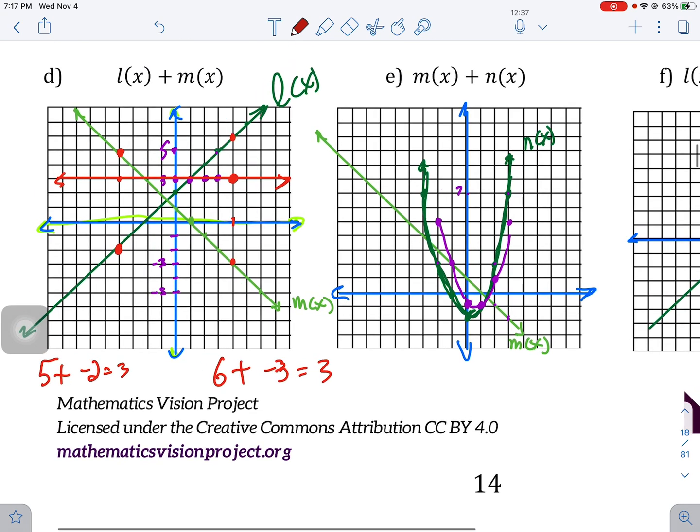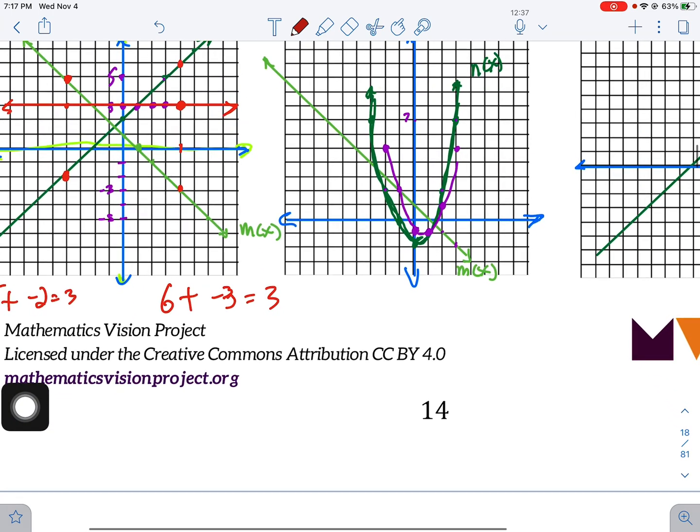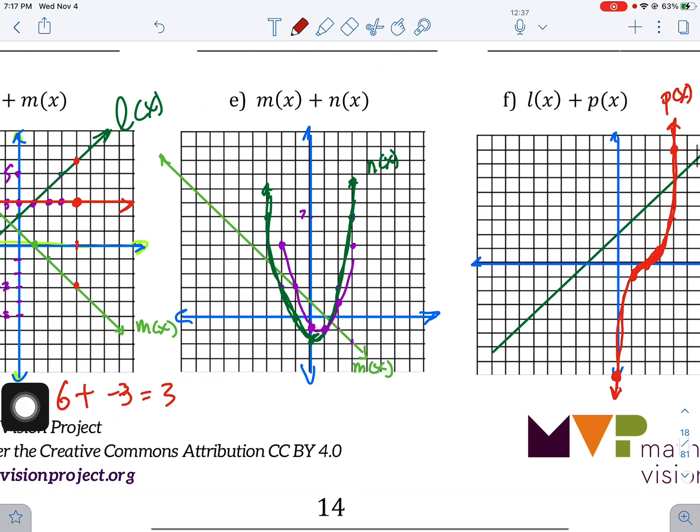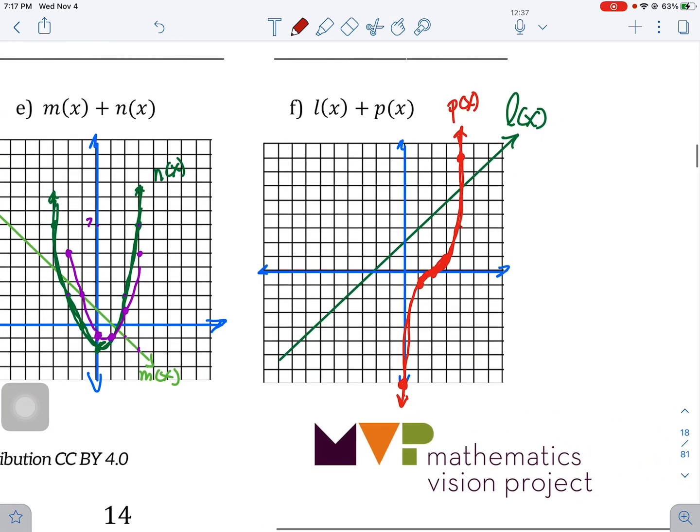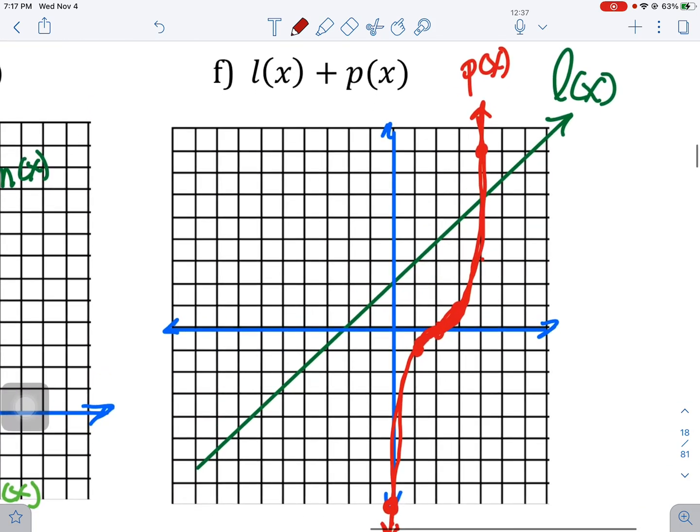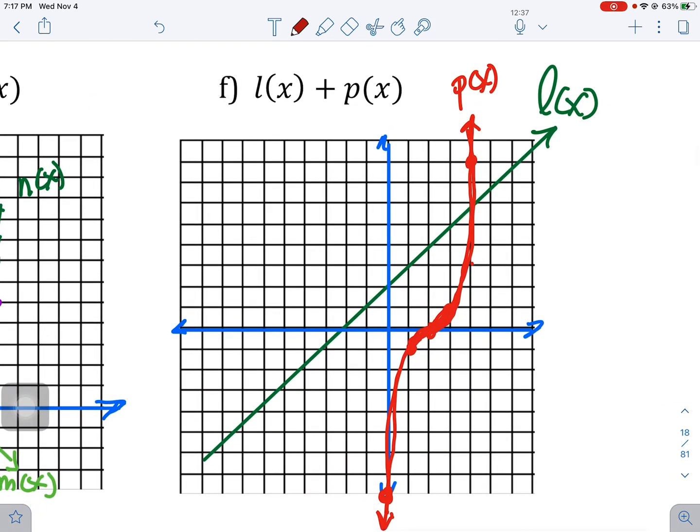Here's another one. We've got n of x, which is the green parabola, and we've got m of x again, which is linear. And if you add the point values, you can see what happens with the purple parabola here. There's one more over here. This is with the cubic function. Let's expand this a little bit. All right, we can try a few values here.